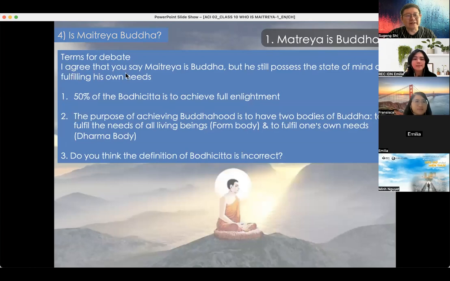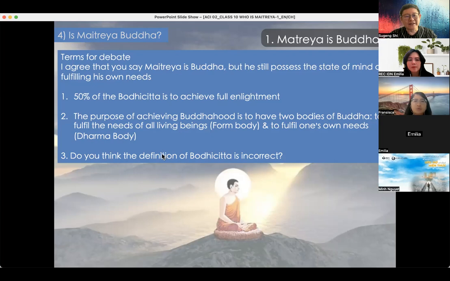So the Sakya say, Gyaltsabje says, I agree that you say Maitreya is a Buddha, but he still possesses the state of mind to fulfill his own needs. Why? As a bodhisattva, there are 2 needs that you are fulfilling: you want to achieve full enlightenment, and you want to help all other beings. So when you become a Buddha, you will have two bodies of the Buddha, the form body to fulfill the needs of others and the Dharma body to fulfill your own needs.